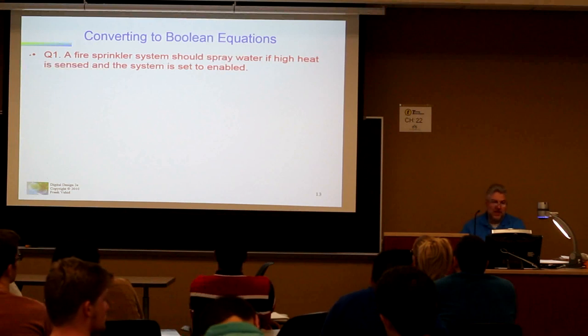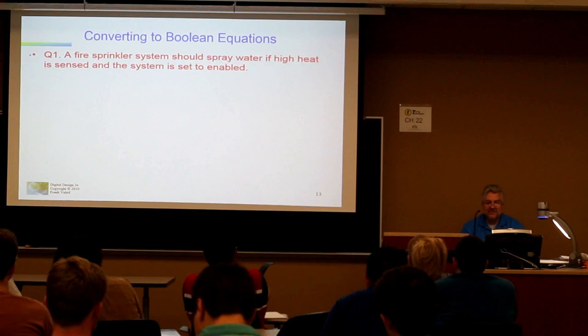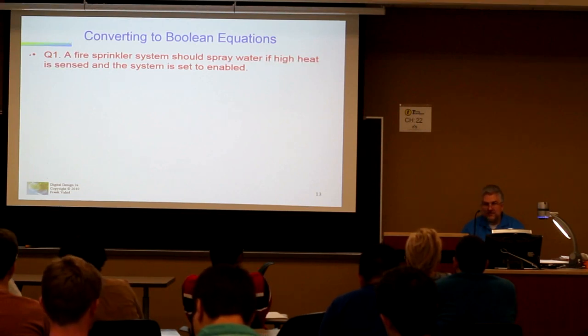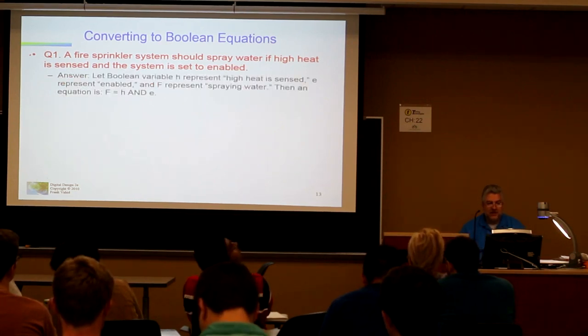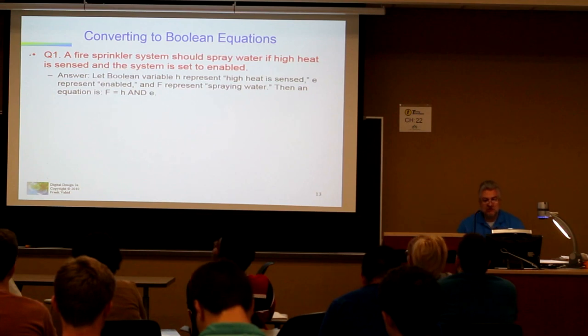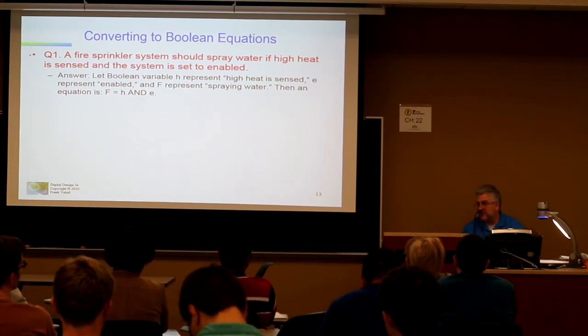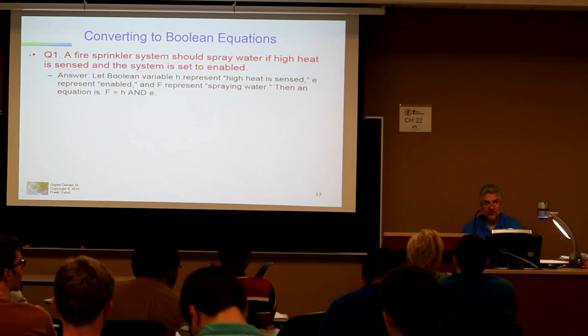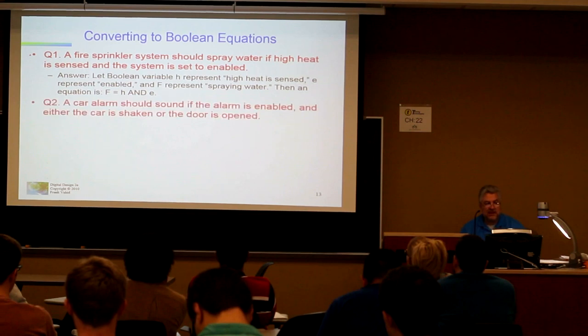So a real world problem. A fire sprinkler system should spray water if high heat is sensed and the system is set to enabled. That would really be bad if you set it to disabled and had a fire. Nonetheless, your Boolean equation is H for high heat and E for enabled. So basically, when H and E are 1. Because if it's enabled and there is no high heat, you definitely don't want to spray because that would ruin everything in the room, even if it did it accidentally. There you go. Simple.